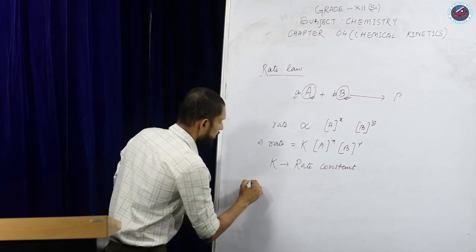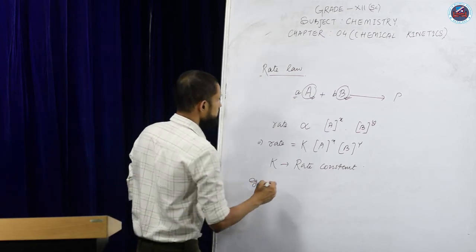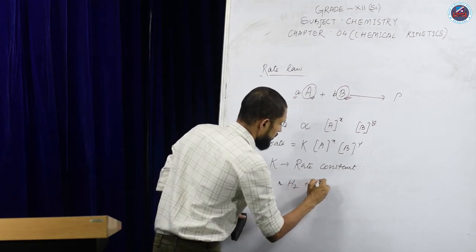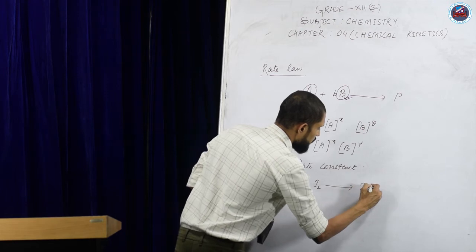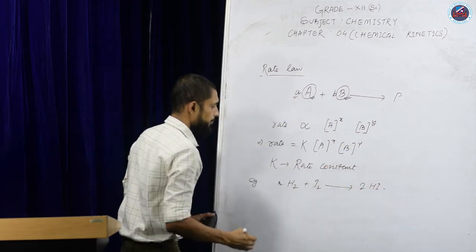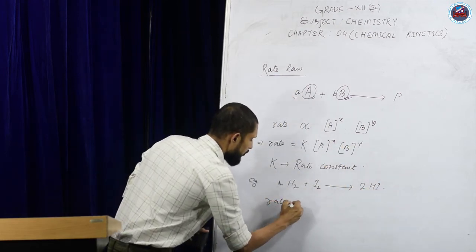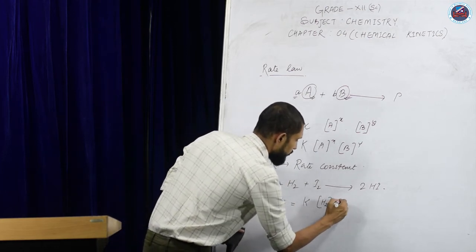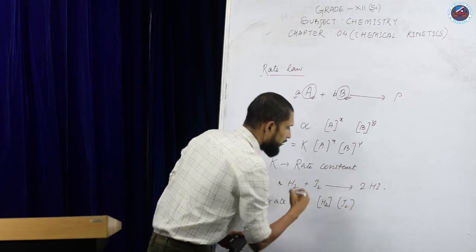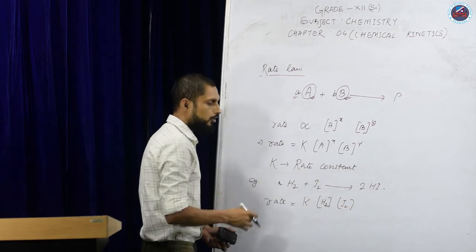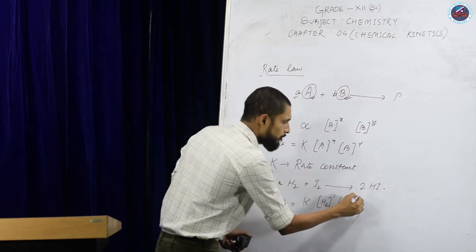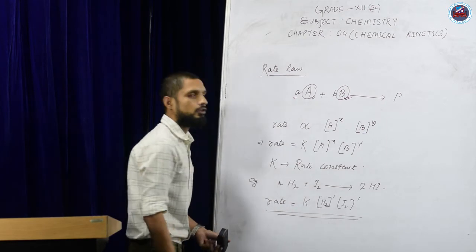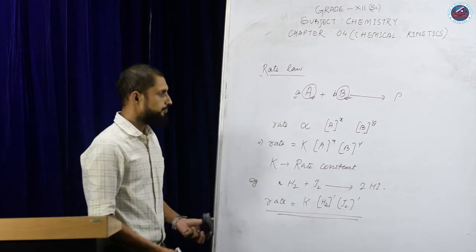Let us take an example. H2 plus I2 gives 2HI. So rate law, rate is equal to rate constant, concentration of H2 multiplied by concentration of I2. The stoichiometric coefficient here is 1, here also is 1. So this is how we write the rate law equation.